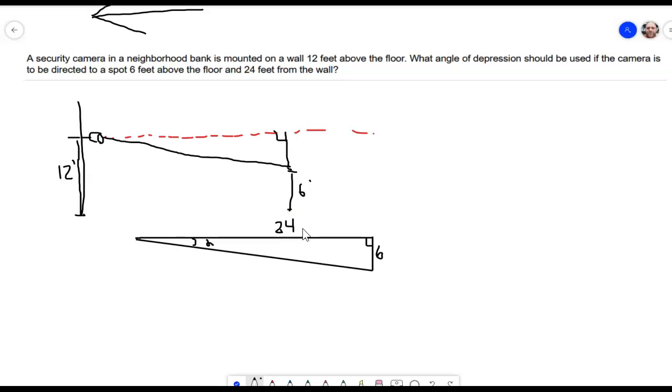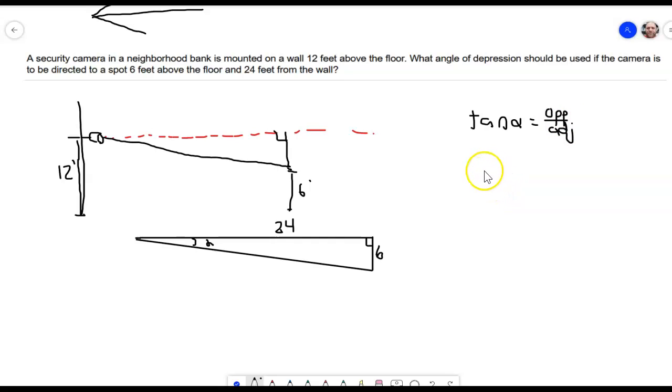And the easier one to use would just be tangent, because that's one of our 3 basic trig functions. So we know that the tangent of an angle is equal to the opposite side over the adjacent side. That's from the chapter or section we've been reading.